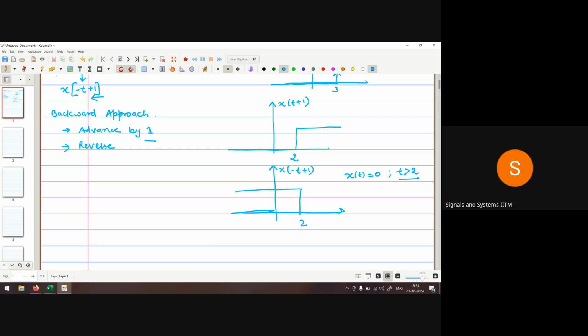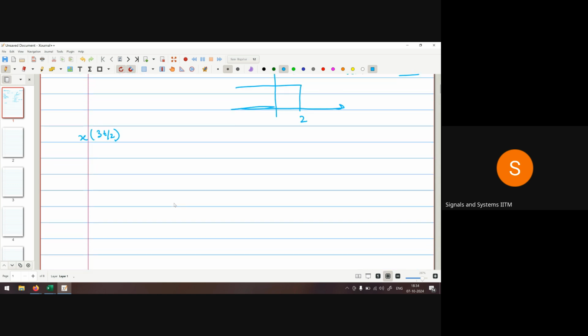The second is x of 3t by 2. I just write it here also as x of 1.5 times t. Now the x(t) signal is this one, it will start from 3. The magnitude is A.